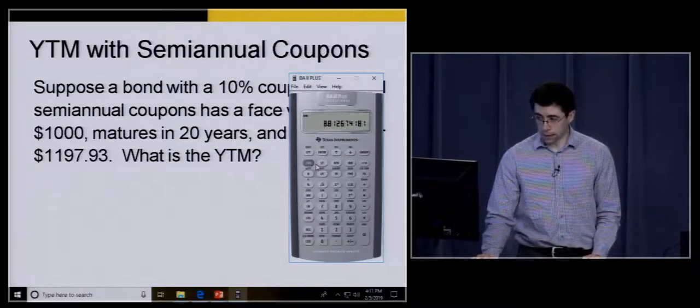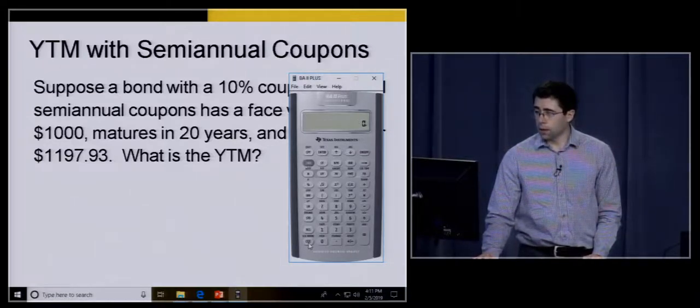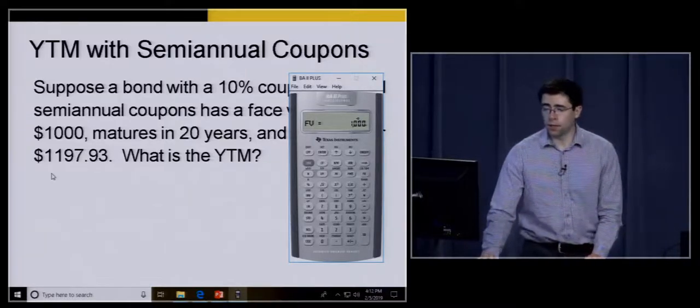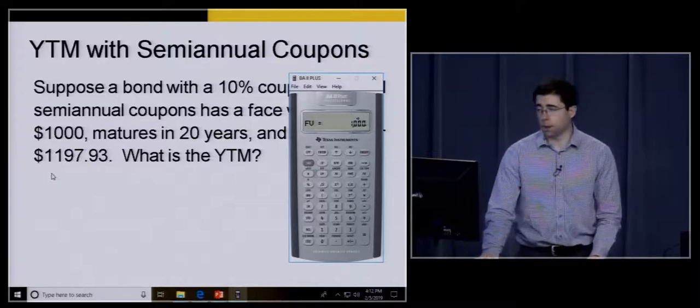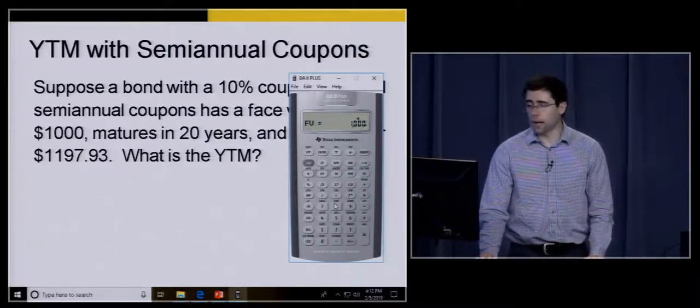First, I'm going to clear out the time value of money buttons. And there we go. All right, let's start off with the easy stuff. Our face value, because this is a corporate bond, is $1,000. We know that we're paying $1,197.93. This is a premium bond. Because it's a cash outflow from our perspective, we're going to enter it in as a negative number. So 1197.93, and let's make that a negative and hit PV.